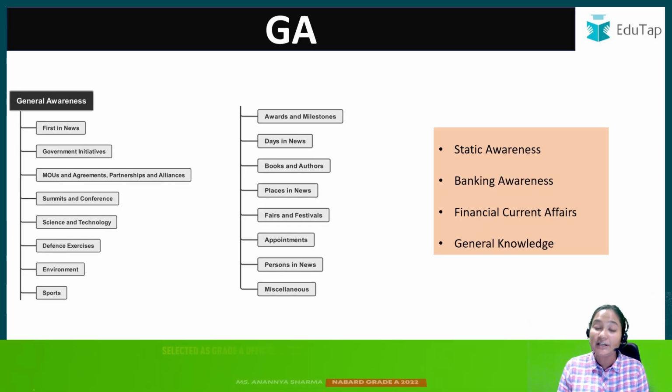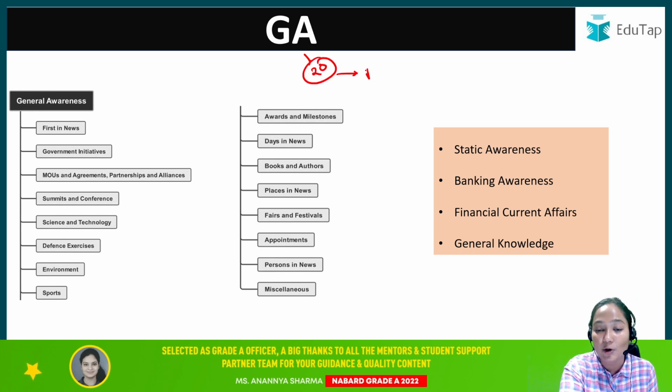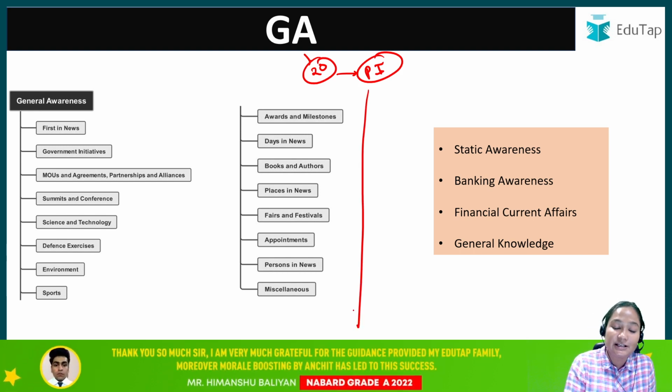Then coming to the GA part, now we are talking about the merit section. So I would request you, please listen very carefully. GA, people complain, has a lot of syllabus. But GA, first of all, is of 20 marks and is only important for Phase 1. That means you do not need to do GA in depth. Please note it down. Now in GA, this is the syllabus that you will get.